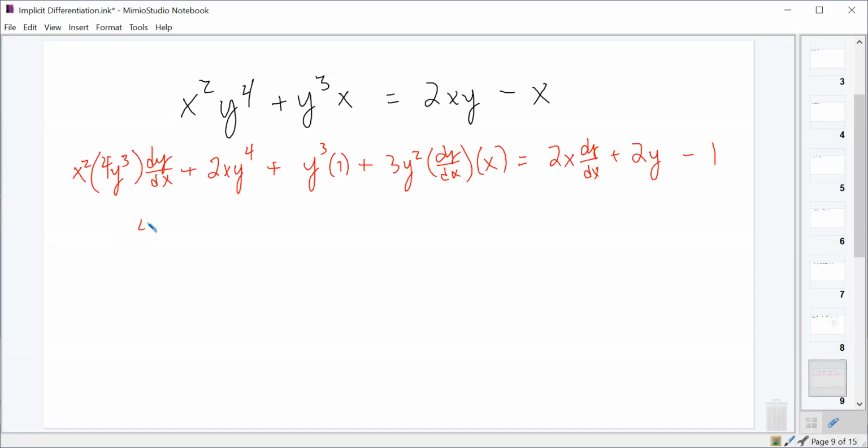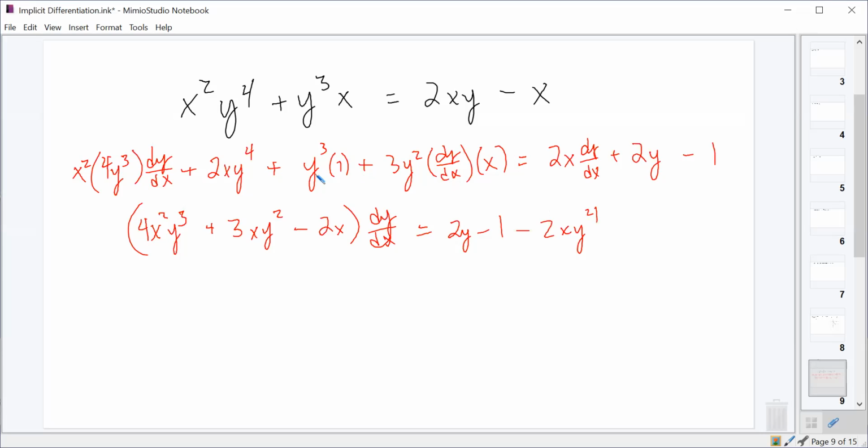So I'm going to rewrite some of these. This is 4x squared y cubed. This one is 3xy squared. And I know I'm leaving off the dy/dx's right now, but I'm going to also subtract the minus 2x over here. And all those terms had a dy/dx in them, so I'm just multiplying them all by dy/dx. And then on the other side, I have a 2y minus a 1 already. And then I'm going to subtract a 2x y to the fourth, and I'm going to subtract a y cubed.